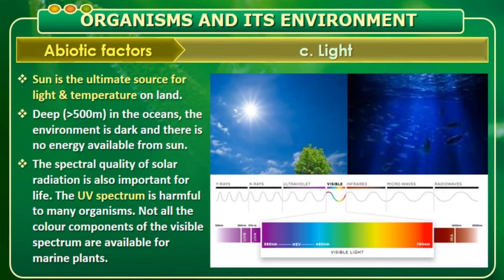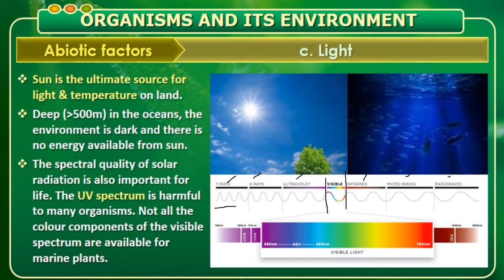Coming to this, this is what I told you regarding the electromagnetic spectrum. Among this electromagnetic spectrum, there are gamma rays, X-rays, UV rays, then infrared rays, microwaves, and radio waves. Of these, the light which is used by the plant is visible light. In the visible light, you can see there are nearly 7 colors, that is the rainbow colors.